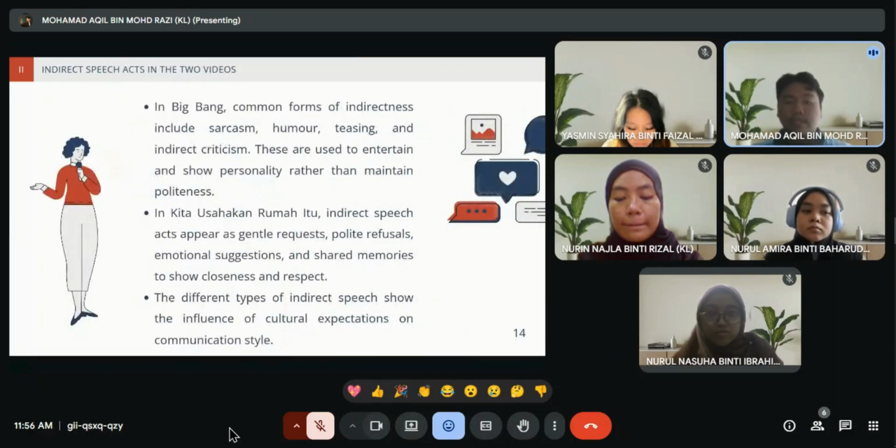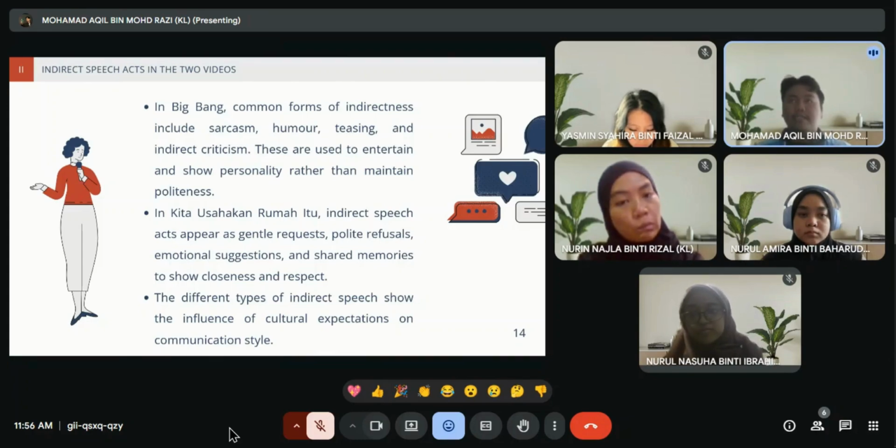Okay, the next one is indirect speech act in both videos. Each video uses indirectness for a different purpose. In Big Bang, indirectness is used for humor, sarcasm, or personality. But in the Indonesian video, indirectness is used to show respect, politeness, and careful communication. This difference shows that the two videos show cultural priorities that influence a language.